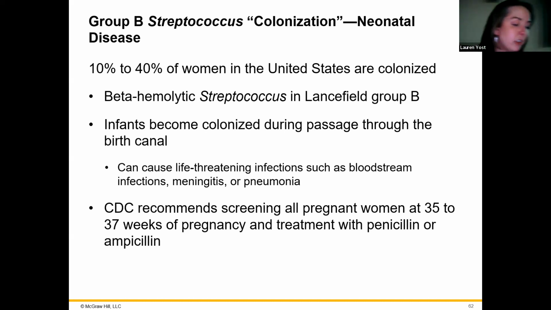Anyways, point is, you can have it as normal flora, but when you have a baby coming out through that birth canal, it gets exposed to it, and they can get bloodstream infections, even up to pretty severe sepsis, meningitis, and pneumonia, all associated with that. So yeah, what does that remind you of? Streptococcus pneumoniae, right? So this is one of those that falls into this category. They will check women during pregnancy to see if they're carrying this bacteria, and if they are in fact carrying it, then they will treat them with a penicillin or a derivative of it at 35 to 37 weeks to try to clear it.